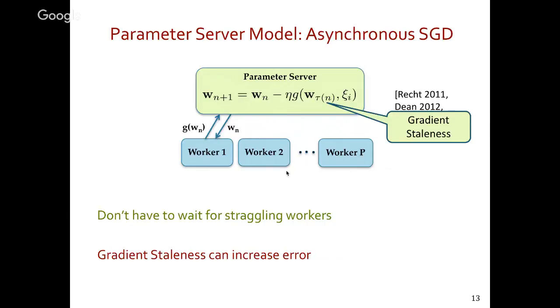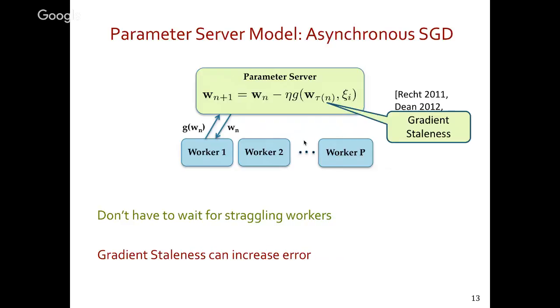In general, depending upon the relative delays of these workers, the index of the gradient that's computed can be some tau of n, which can be many steps behind n. And this tau of n is a random variable, which depends on the delays at these workers. So although asynchronous gradient descent eliminates the problem of straggling workers, because we don't have to wait for multiple workers to finish, it introduces this gradient staleness. And this staleness can increase the error and make the convergence worse.